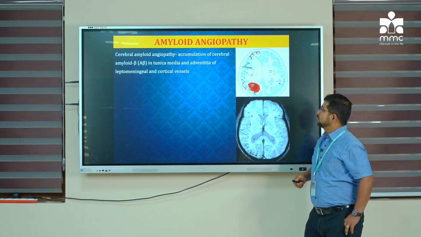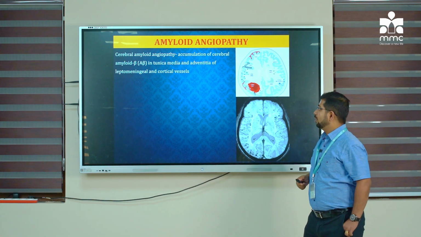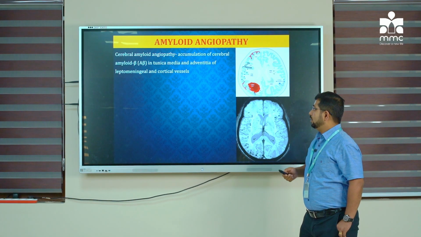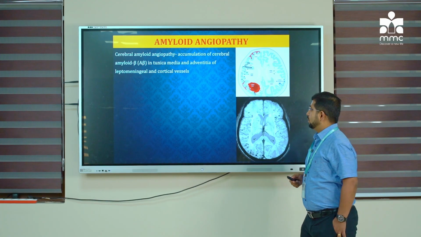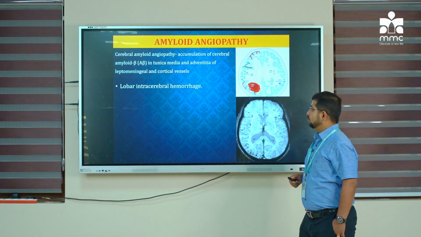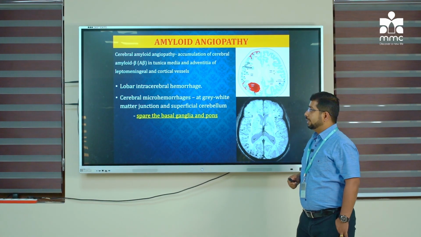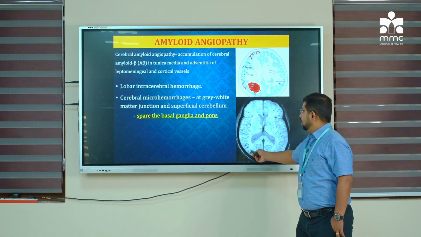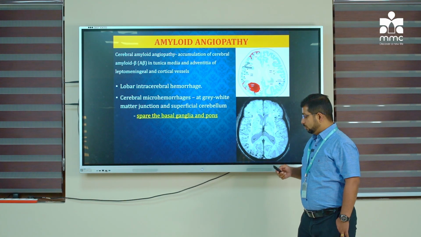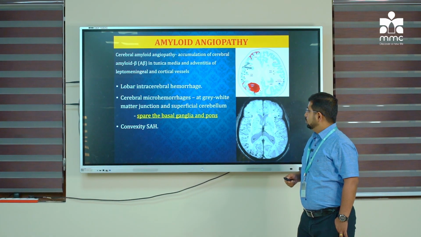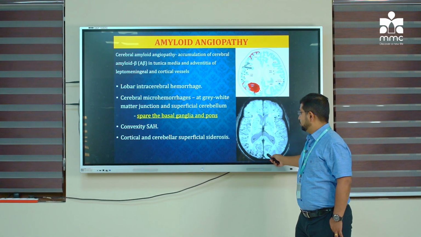Amyloid angiopathy is accumulation of cerebral amyloid beta in the tunica media and adventitia of leptomeningeal and cortical vessels. So there will be lobar intraparenchymal hemorrhage and cerebral microhemorrhages at the grey-white matter junction and superficial, and it spares the basal ganglia and pons.